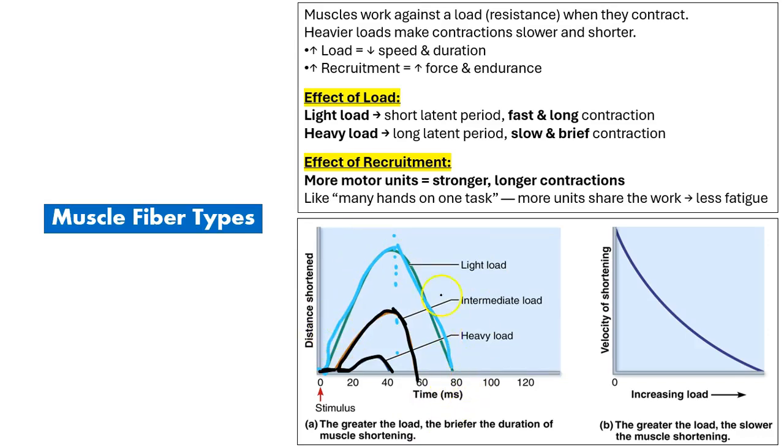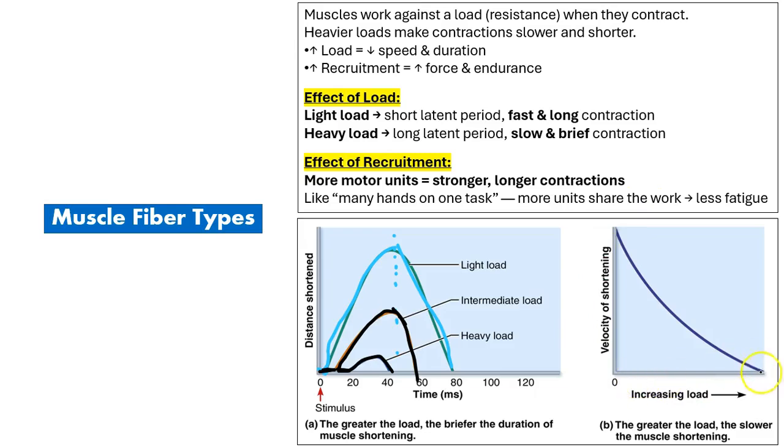When you have an intermediate or heavy load, you're going to have a longer latent period and a slow and brief contraction. Again, it doesn't take that long. The contraction doesn't take that long. And we can see the relationship between the increase in load or the increase in weight and also the fastness or velocity of that shortening for the contraction.